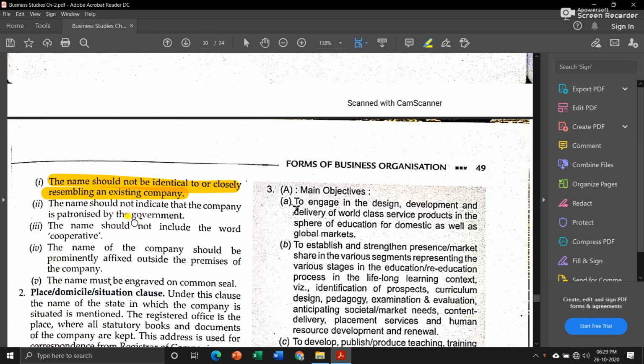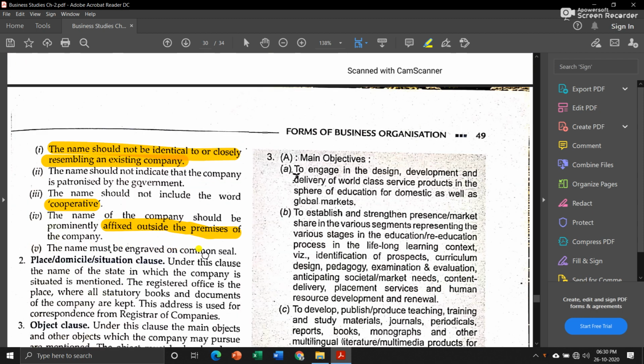Then the name should not include the word cooperative. We saw cooperative societies, so a company and cooperative societies are different, and a company cannot put cooperative in its name. The name of the company should be prominently affixed outside the premises of the company, meaning outside the office the name should be properly fixed, like a boarding or hoarding. The name must be engraved on the common seal, which is in other words the signature of the company.